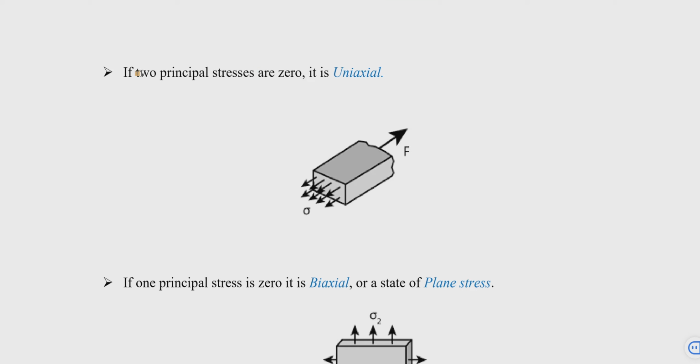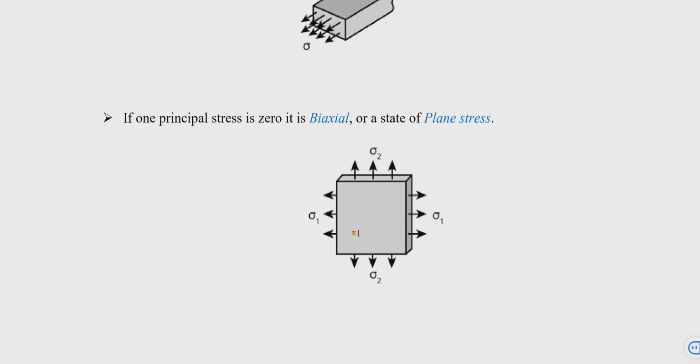Fourth is a uniaxial stress state in which two principal stresses are zero. It is called as uniaxial stress state. Here only sigma 1 value is there and sigma 2 and sigma 3 is 0.